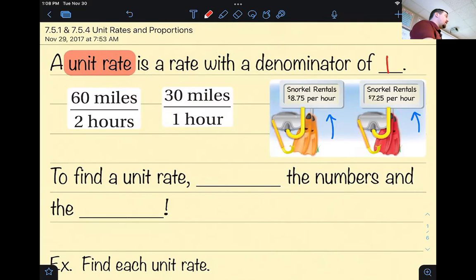Unit rates are easy to compare. If someone said they traveled 400 miles in 6 hours, and another person traveled 500 miles in 6 2/3 hours, that's hard to compare. But if they said I was going 66 miles an hour and the other person going 65 miles per hour, we could definitely compare that a lot easier. That's why unit rates are so easy.